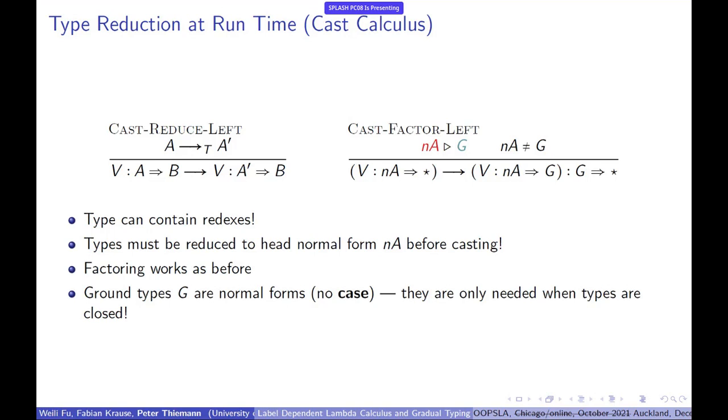And this rule here, without the normalization, that's just a normal thing. Now, and what are ground types? Ground types are essentially normal forms, so they don't contain any cases. They just tell you, well, I'm a primitive type, or I'm a function from star to star. I'm a pair with dynamic components, and so on. So then you're back to familiar ground.